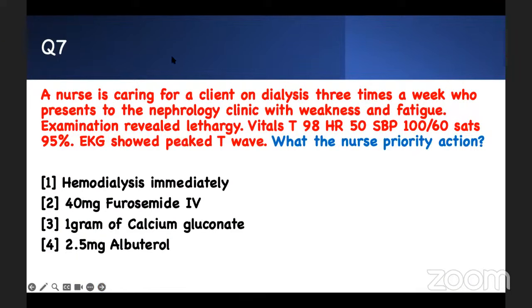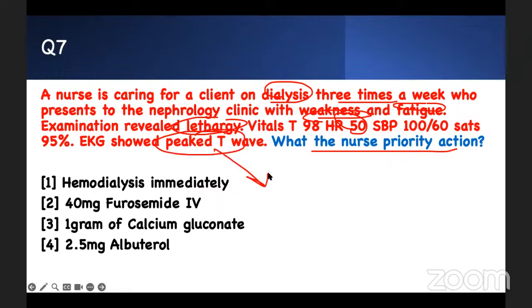The same question, but I change it. What is the next priority action? This is caring for a client on dialysis three times a week who presented in a nephrology clinic with weakness, fatigue, examination reveals lethargy and some bradycardia, and on the EKG, you see peaked T waves. What does this tell you? The K is high. How do you manage hyperkalemia?